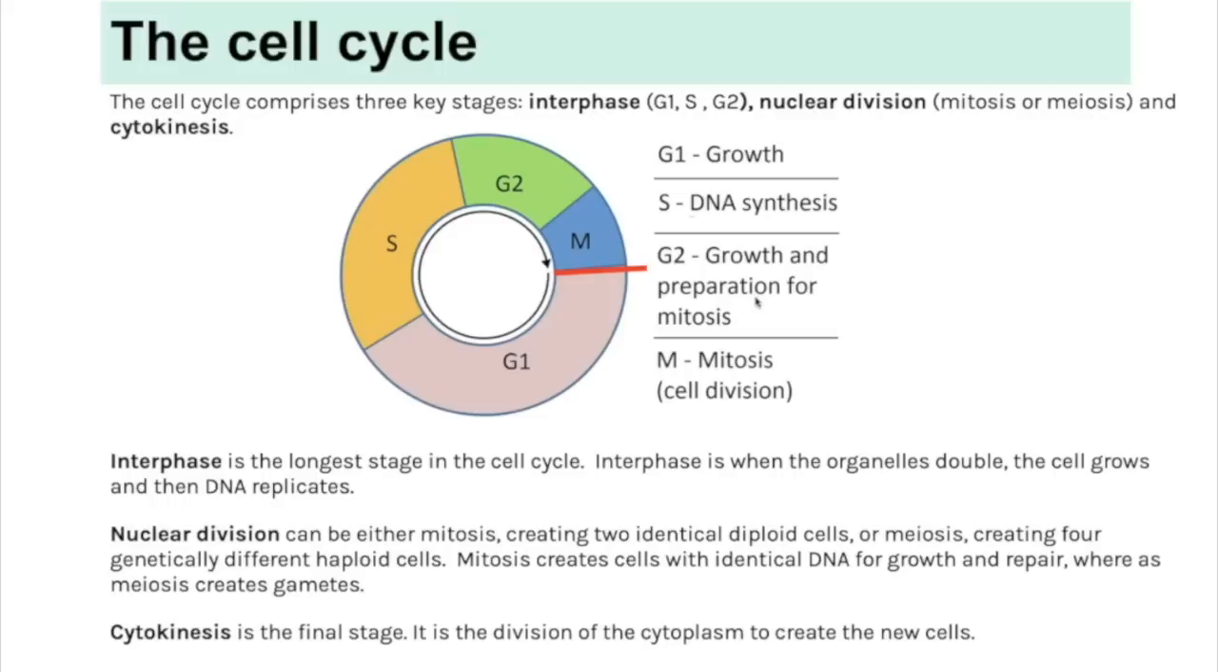In G2, you'll have this error check stage. So if there are any errors in the DNA replication, the cell would be destroyed at that stage. Nuclear division is either mitosis or meiosis, but in topic 2, we just focus on mitosis. The final stage of the cell cycle is cytokinesis, and this is when the cytoplasm divides to create the two new cells if it's mitosis.